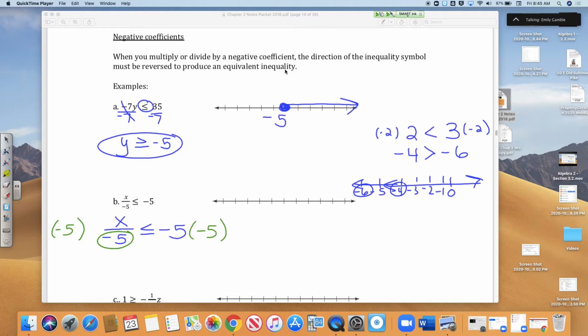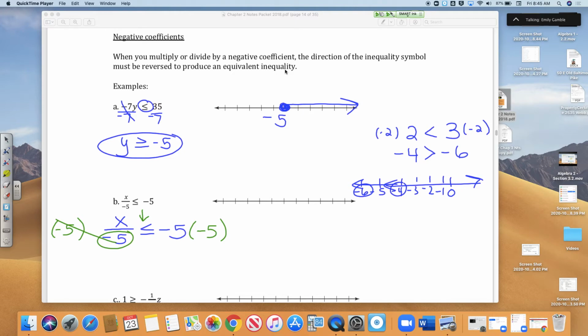We have to be very careful here because when I multiply by a negative number, this sign is going to flip from less than or equal to greater than or equal to. The sign just reverses the way that it opens up to the number that it would usually open up to. So it's just going to change directions.